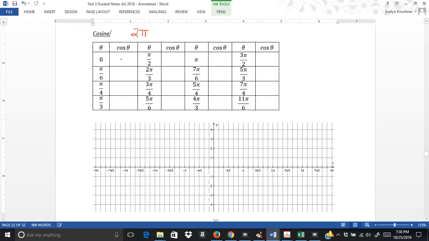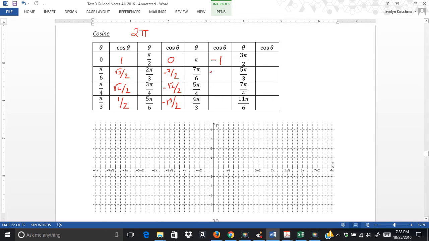So at 0, it was 1. At pi over 6, it was radical 3 over 2. At pi over 4, it's radical 2 over 2. At pi over 3, it's a half. Pi over 2 is 0. At 2 pi over 3, remember it's negative in the second quadrant, so it's negative 1/2. It's negative radical 2 over 2, negative radical 3 over 2, and then it's negative 1 here.